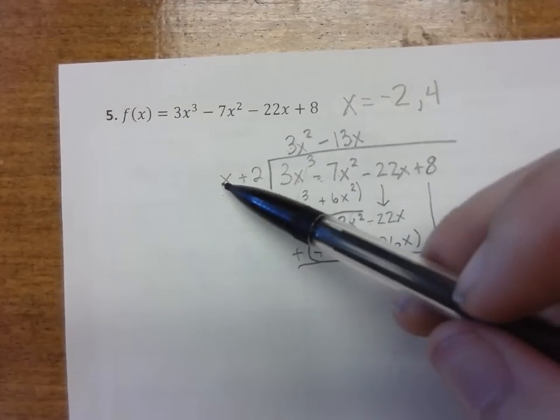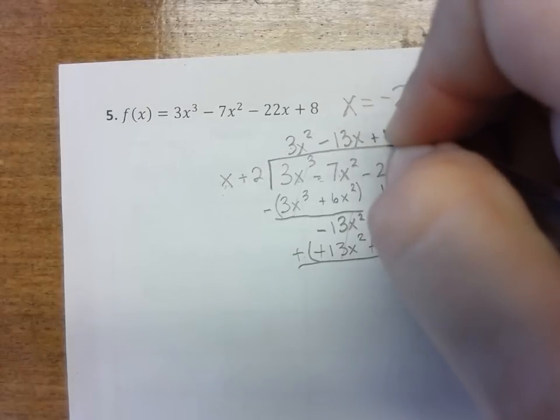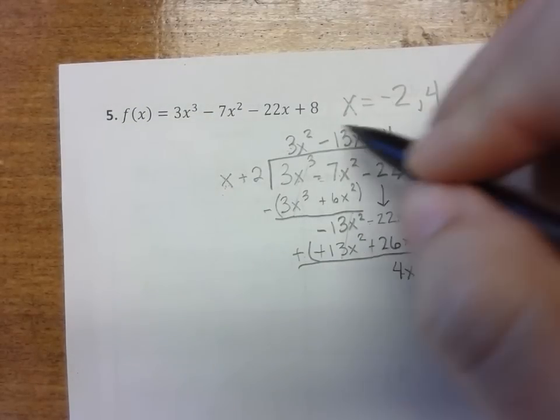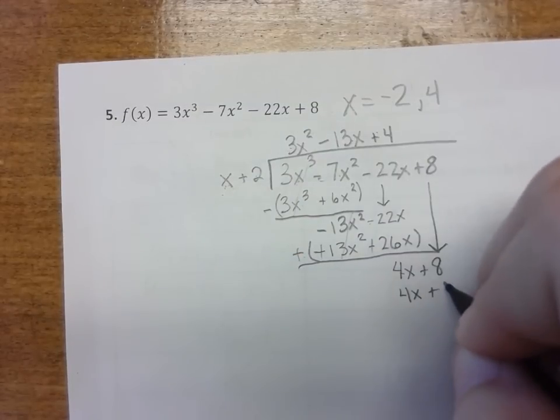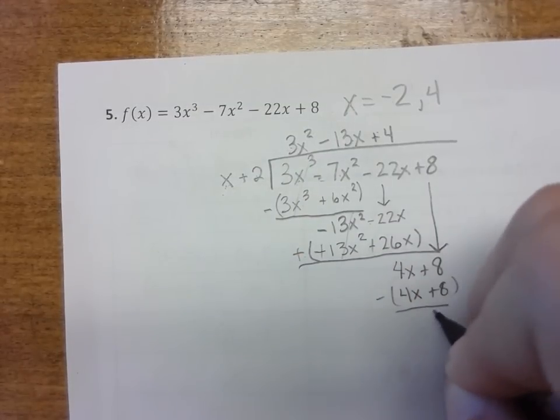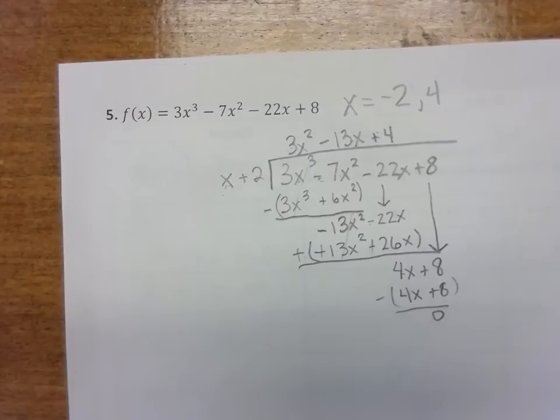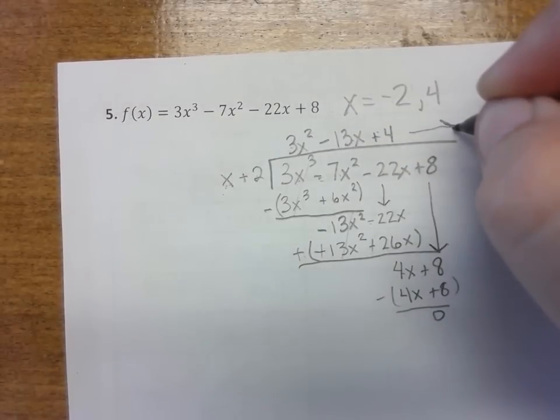Now, how many times does x go into 4x? That is 4 times. Distribute. So we have 4x plus 8. Ooh, life is good. That's what you want to have happen here if we're finding zeros. Okay, so now that we have a remainder of 0, let's go factor this.